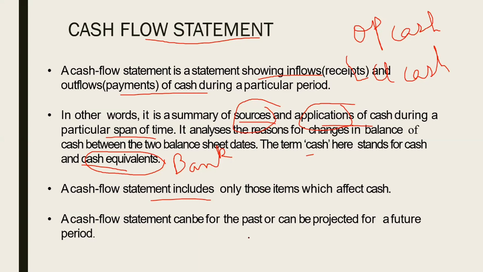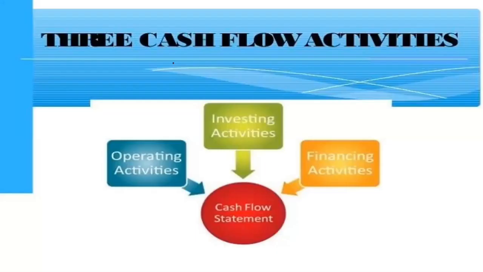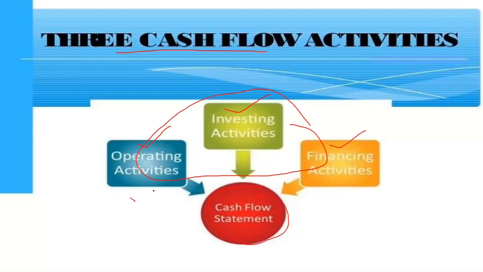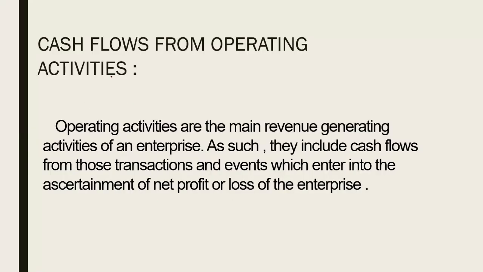The cash flow statement can be prepared for past and also for future period. Now see, cash flow consists of three activities, that is operating activities, investing activities, and financing activities. These all three activities are shown in cash flow statement. That means cash is affected due to these activities, and how it is affected is shown in cash flow statement. Now starting from the first activity, that is operating activity.